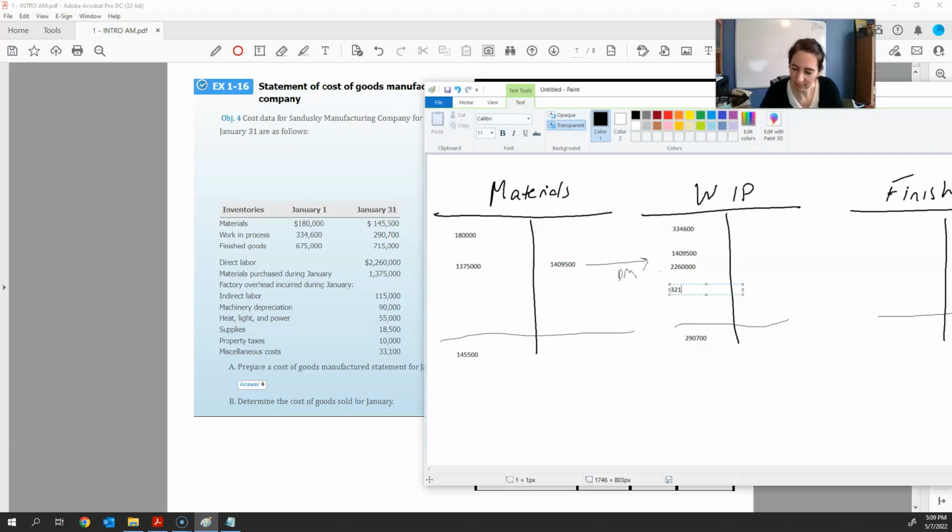321,000. That doesn't seem high enough. I guess it is. 321,600 during the course of the month. Okay, so we have all of these numbers here. And we know that the final number is 290,700.